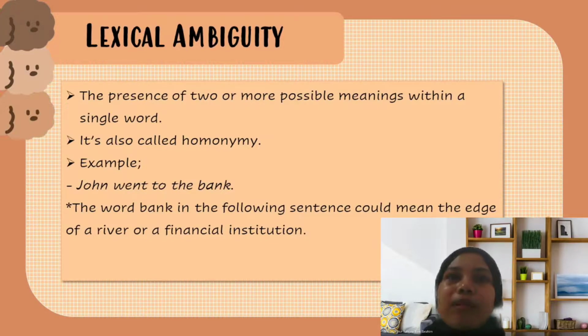So, for example, John went to the bank. The word bank in the following sentence could mean the edge of a river or a financial institution. Syuhada, can you please explain to me the syntactic ambiguity?